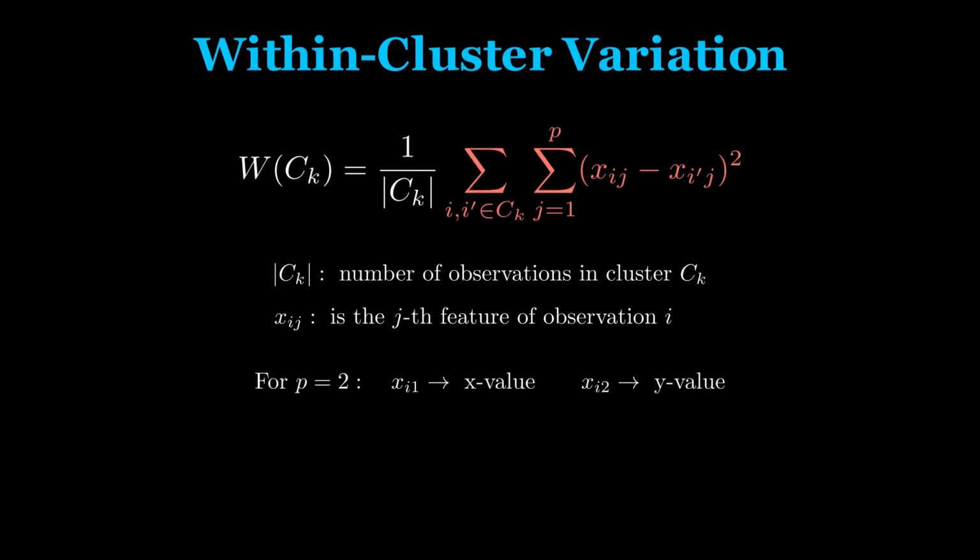After completing the calculation for all features and all pairs, we get the total variation for the points in cluster K. We then divide by the number of observations in the cluster to get a more standardized measure.